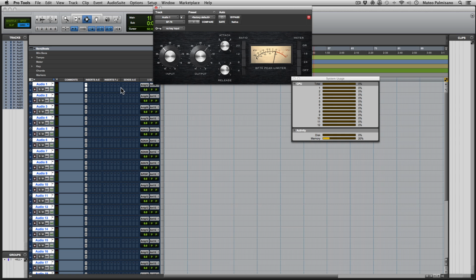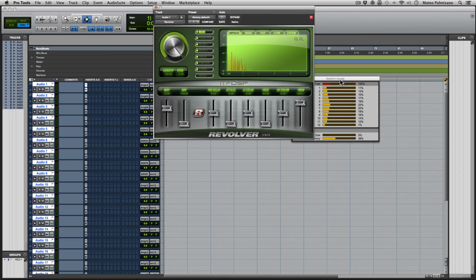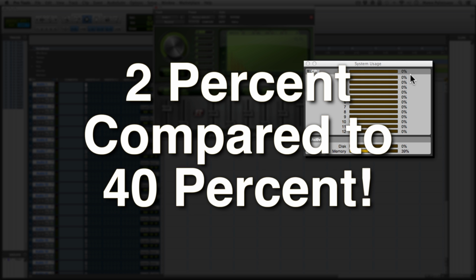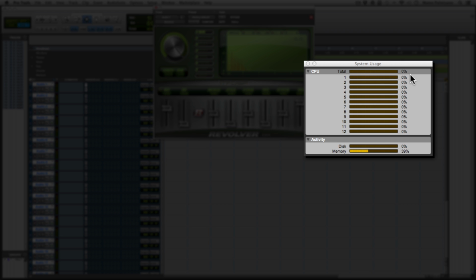What I'm going to do now is remove all these compressors, and I'm going to load up an instance of reverb on all 24 tracks. All right, so we see right here that we're going up to about 35 to 40% of CPU. That's a huge difference, 24 compressors compared to 24 reverbs. The 24 compressors only use 2% of my CPU. The 24 reverbs topped out at just over 40% of my CPU. That is a massive difference.